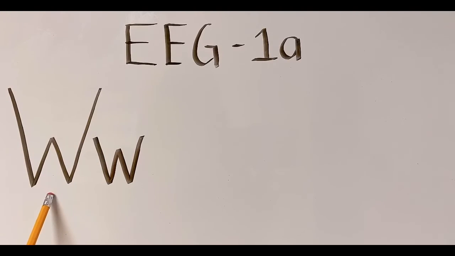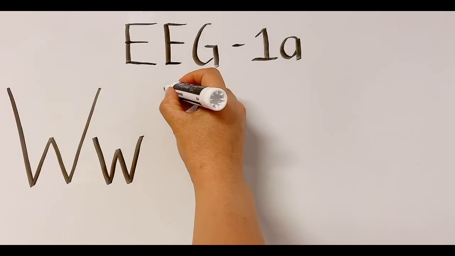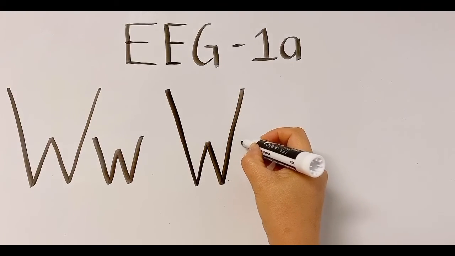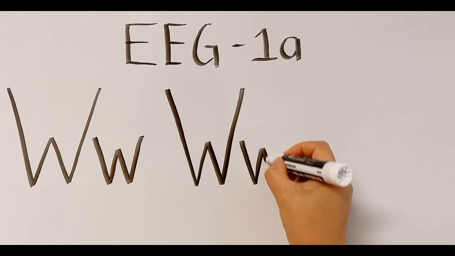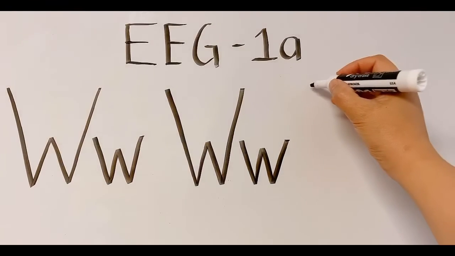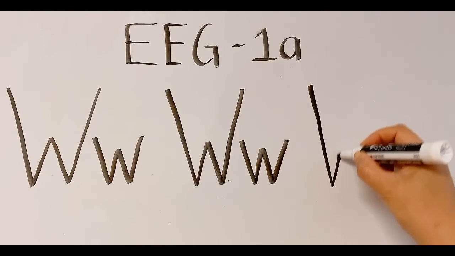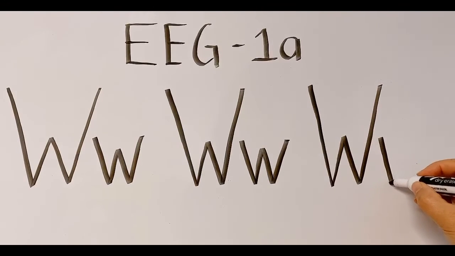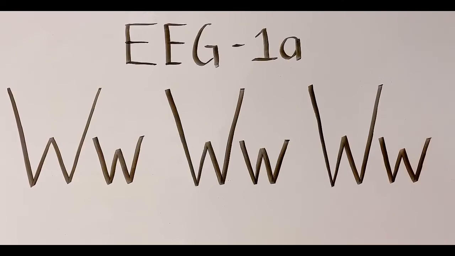Next is letter W. Capital W and the small w. Okay, let's write capital W and the small letter w. Okay, again, capital W and the small letter W. Okay, it's easy, yeah? Good.